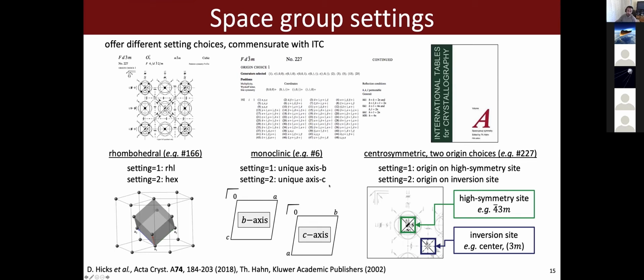For monoclinic systems, you can have different unique axes. So basically, which axis is kind of perpendicular to this monoclinic plane. So you can specify that with AFLOW. And then also you can toggle between different origin choices for centrosymmetric space groups. So typically for these high symmetry systems, you can have different origin choices. So you can center on the inversion site or another high symmetry site. And again, you can toggle that with AFLOW. And again, we'll be seeing some demonstrations on this in the next few minutes.